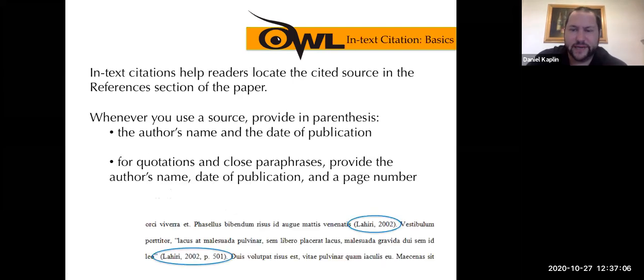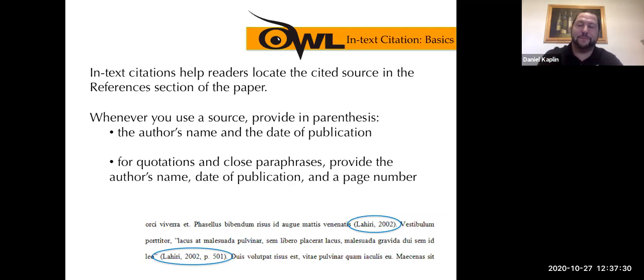Now let's talk about in-text citation. What you're looking at here is an in-text citation for one author. So you have the author's last name followed by the year. Now, the first Lahiri, that is used for when you're paraphrasing.